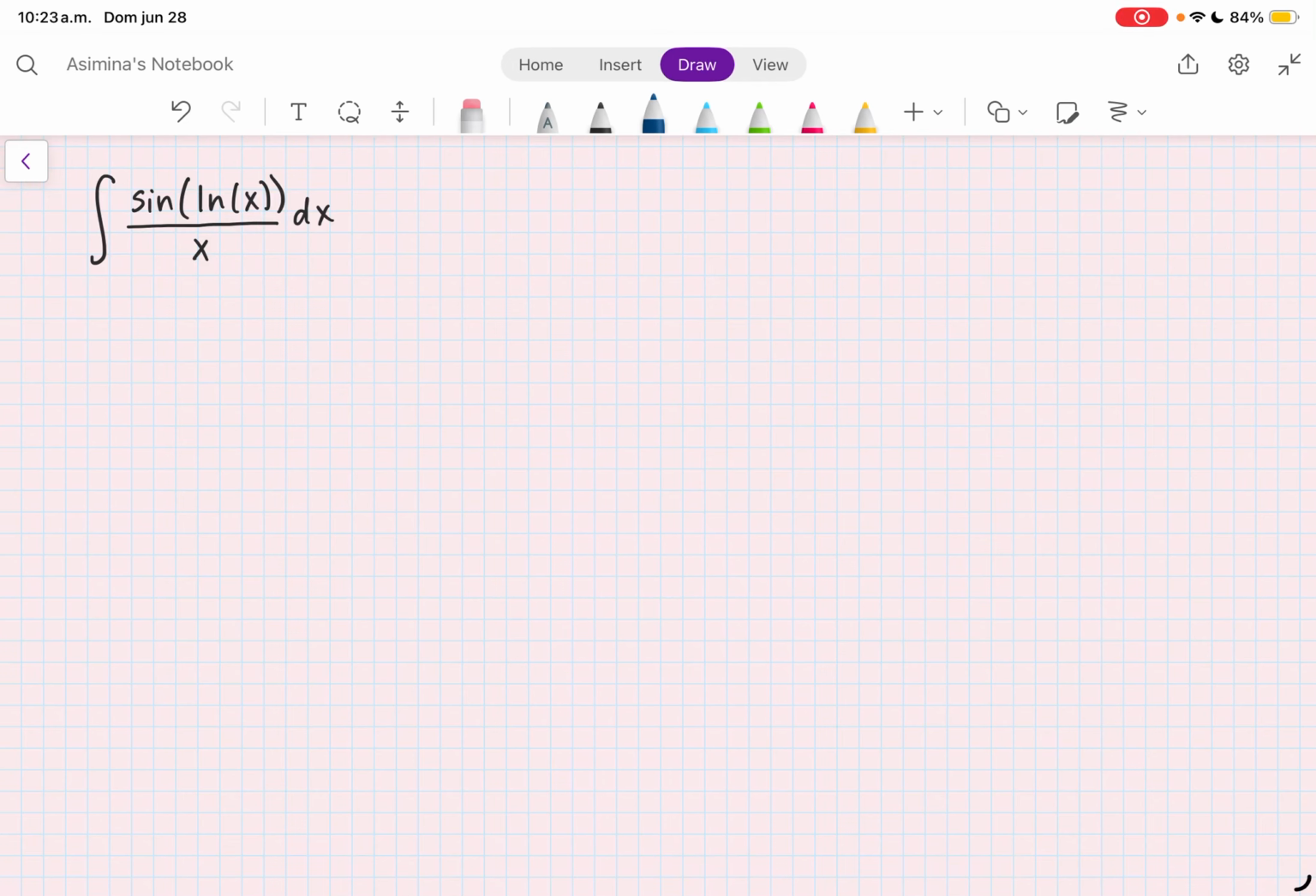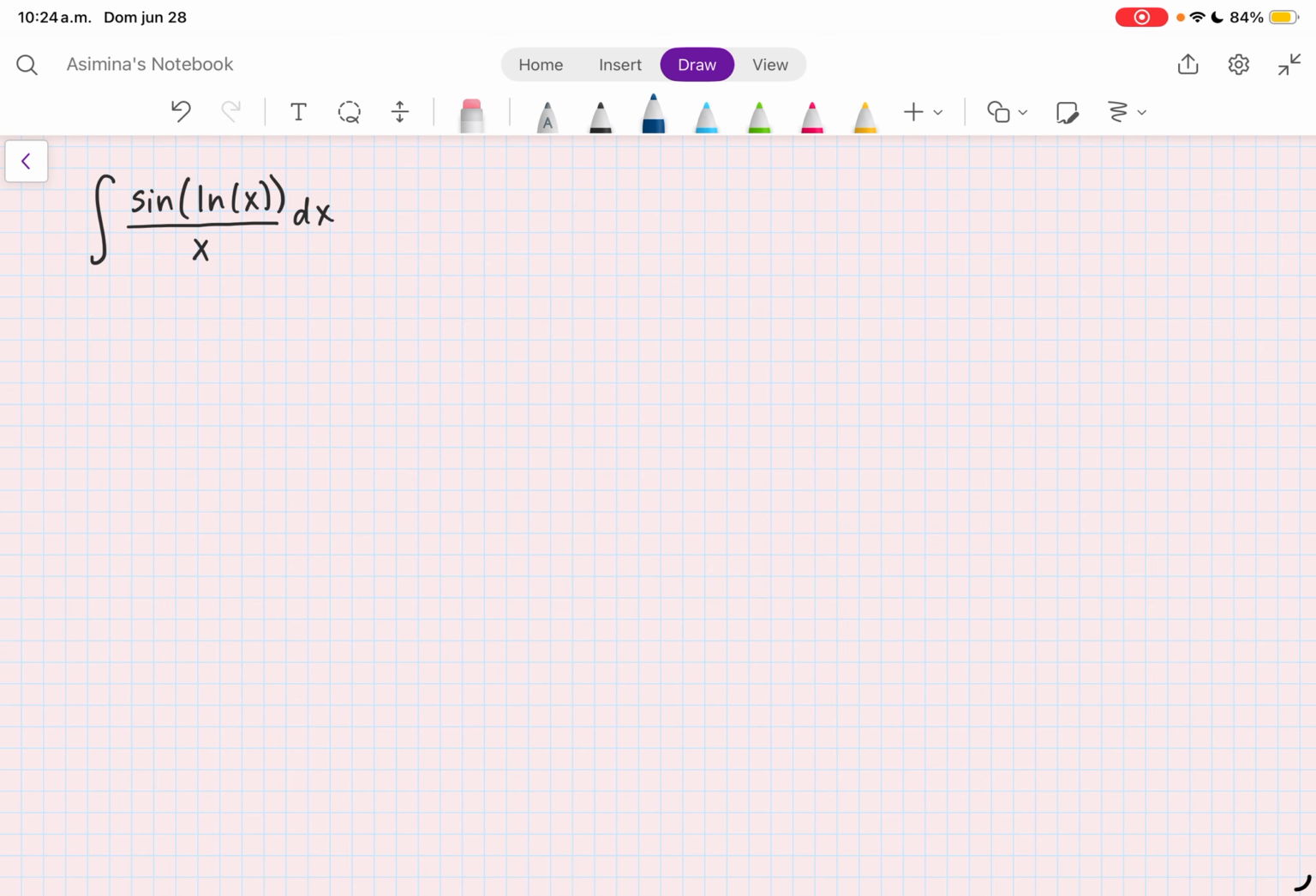In this video, we are going to solve the integral of sine of ln of x all over x dx. So what do we notice here? Well, the first thing I notice is that we have ln of x and its derivative present. Ln of x is ln of x, and the derivative of ln of x is 1 over x. And I see here that I have sine of ln of x over x.